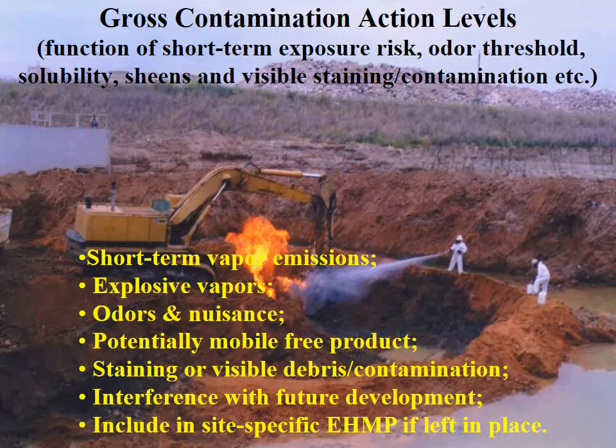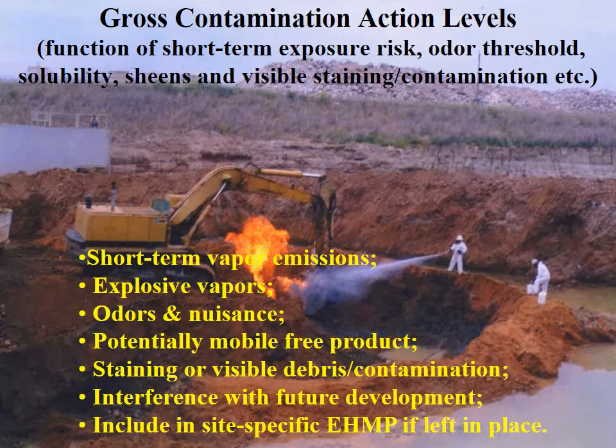Potentially mobile free product in soil can cause a lot of problems for groundwater discharges into storm drains or something during dewatering. Or if you're digging up the soil and stockpiling and it rains, you get sheens coming off your stockpiles and running down the street and causing problems in the storm drains and such. Staining or just visible debris, like we mentioned before, lots of bits of chromium or something at a site. The gross contamination action levels are intended to identify all these problems and avoid any interference with future development.